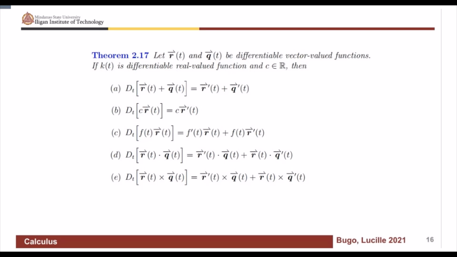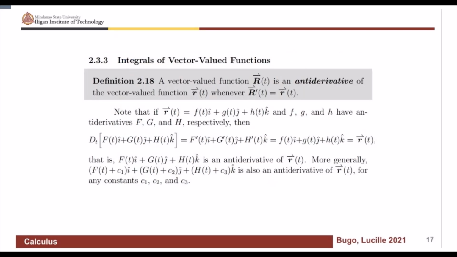Letter D, that's the derivative of the dot product of two vector valued functions. So we have r prime of t dot q of t plus r of t dot q prime of t. And then the derivative of the cross product of r of t and q of t is equal to r prime of t cross q of t plus r of t cross q prime of t. So let us now proceed to integrals of vector valued functions.